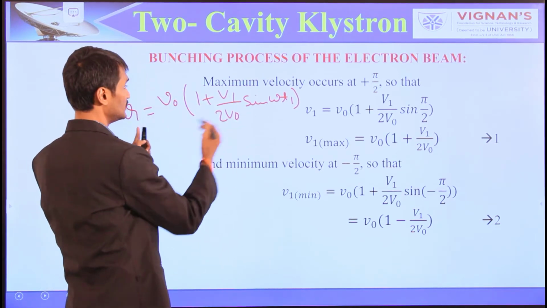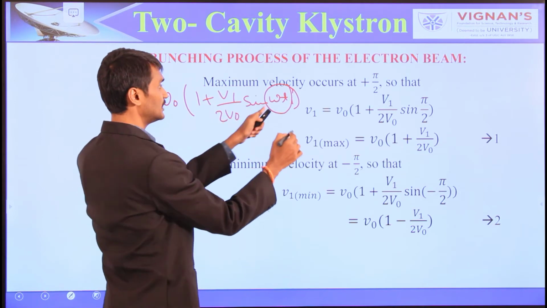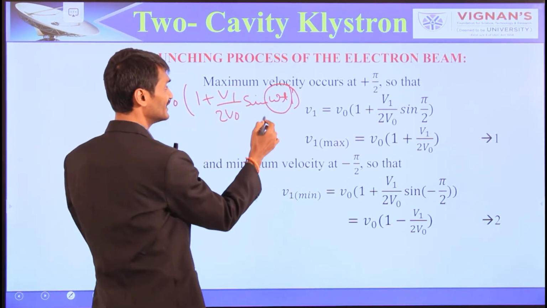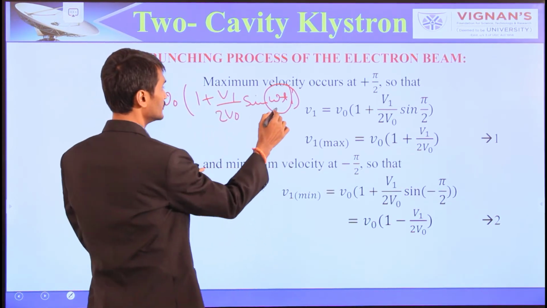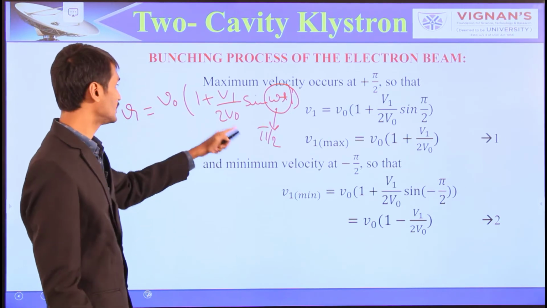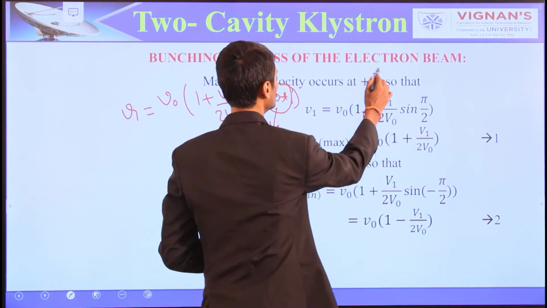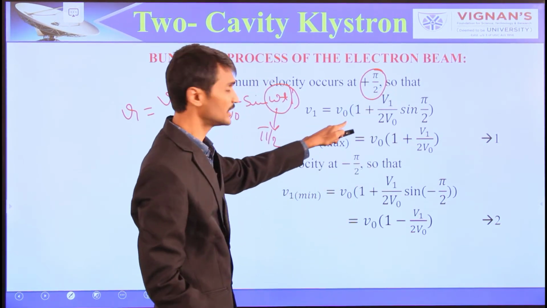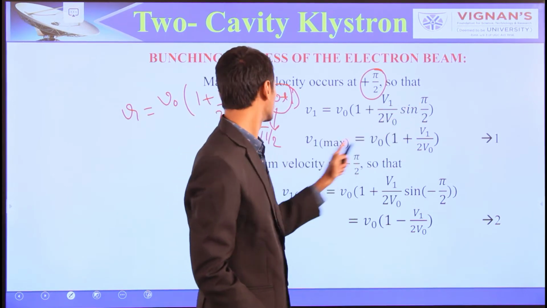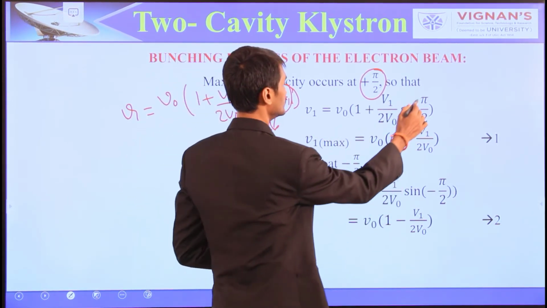This value will be maximum whenever the sine value is maximum. So what is the maximum value of sine? If omega t1 equals pi by 2, we will get the maximum value of v1. So the maximum value occurs at plus pi by 2, so that v1 is equal to v0 into 1 plus V1 by 2V0 sin pi by 2. From this sin pi by 2 is 1.